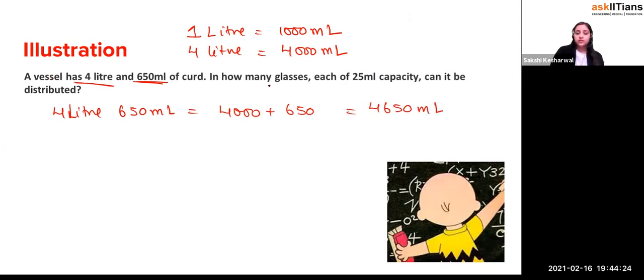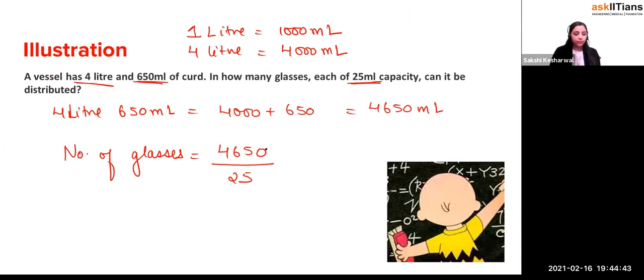In how many glasses, each of 25 ml capacity, can it be distributed? So the number of glasses is equals to what beta? Total capacity, that is 4650 divided by 25, right or not? Both are in ml, right or not? So just do the distribution. So it will be 465 divided by 25. So what you do, it's like this. How you divide this? I'll teach you once.